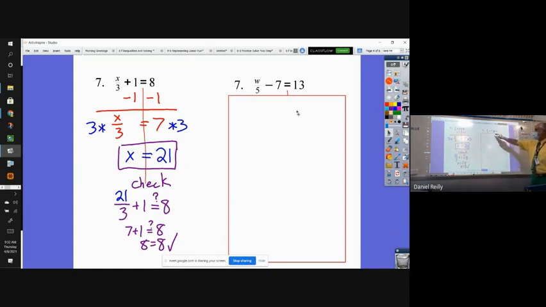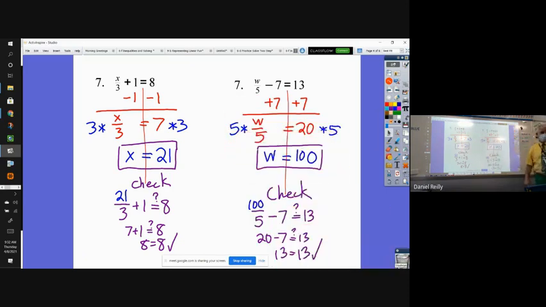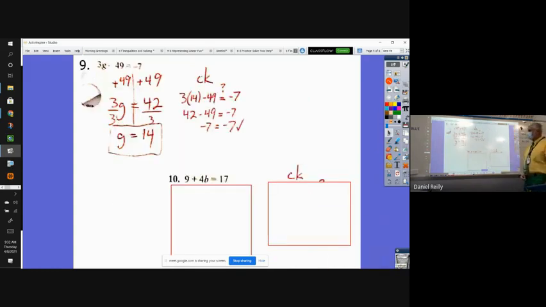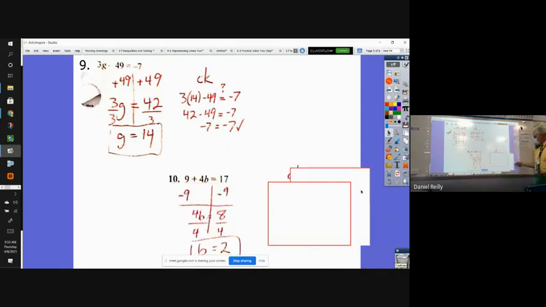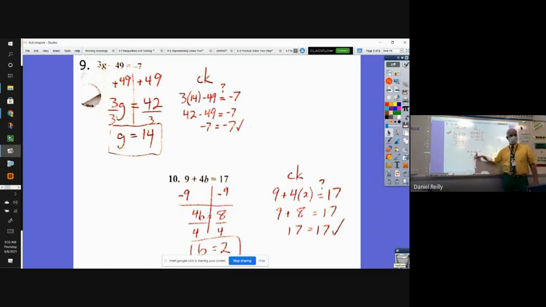This one is the same thing. Add 7 to both sides to undo the subtraction, and then multiply both sides by 5, and you should get w equals 100. Much better chance of success here. Okay, this one is a little bit different. The variable is after the constant. Doesn't matter. This is still added on, and we need to get rid of that +9. You still subtract 9 from both sides and get 4b equals 8, and then b equals 2.